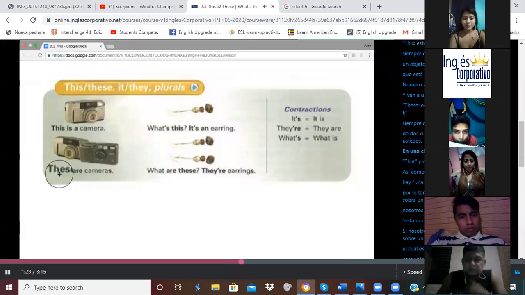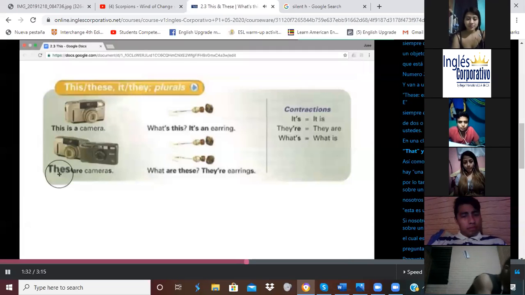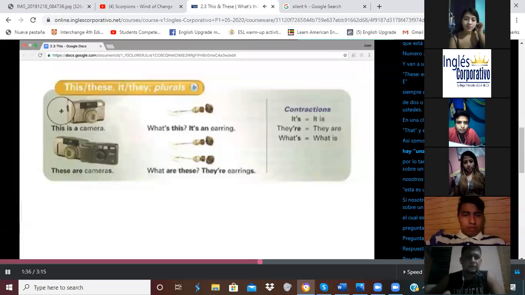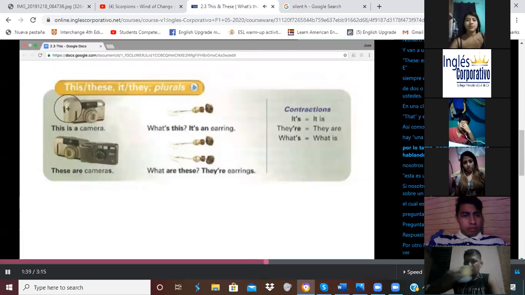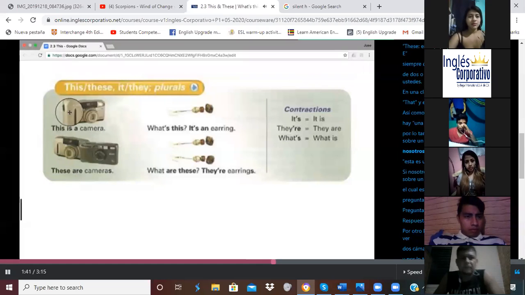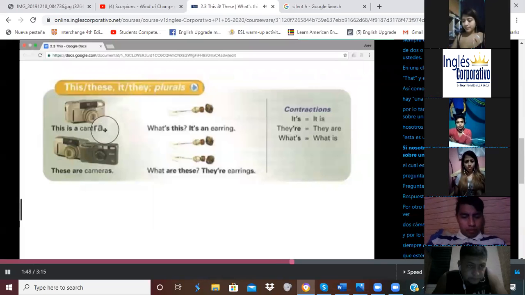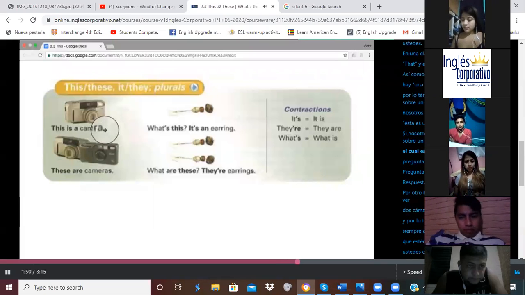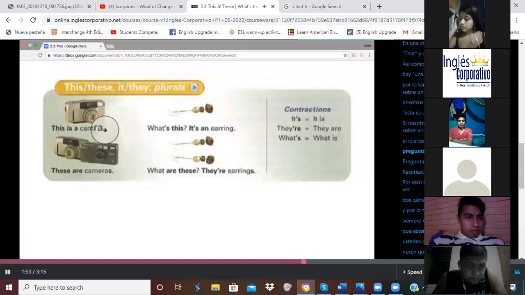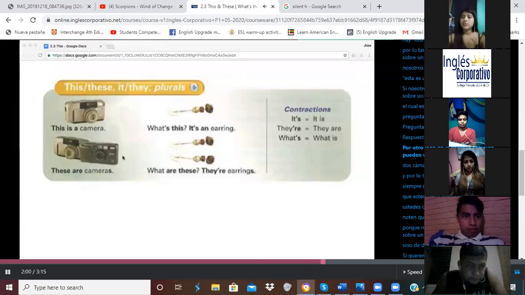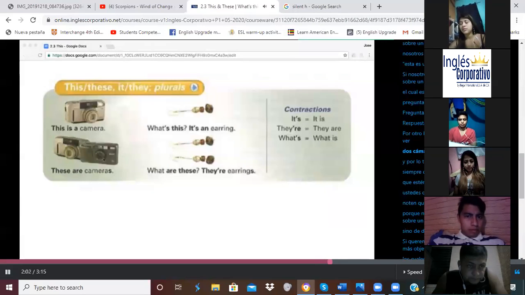On a different class, I'll explain how to use that and those. So as you can see on the screen, there is a camera. And therefore, whenever we talk about one object, we're going to say, this is a camera. If we want to ask a question about a particular object which is near to us, we will ask in the following way. What's this? It's an earring.